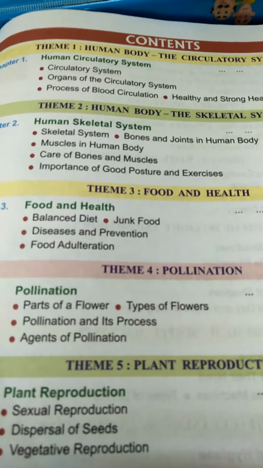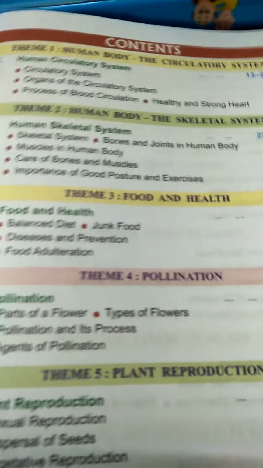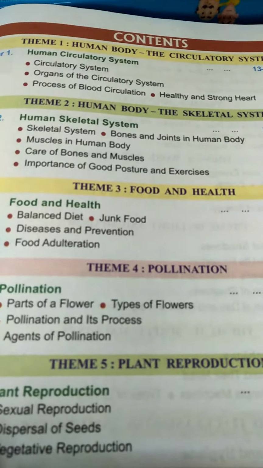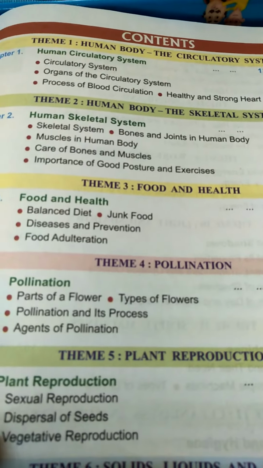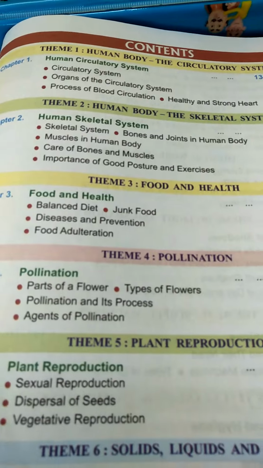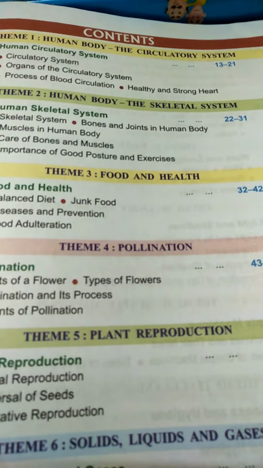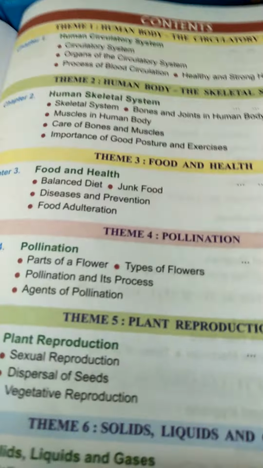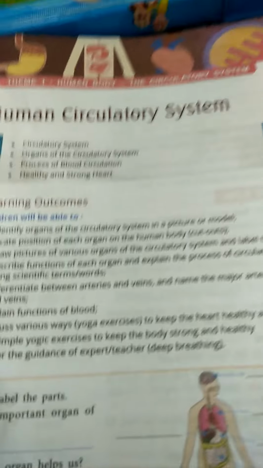Human circulatory system. In this chapter 1, we will study the circulatory system, organs of the circulatory system, process of blood circulation, and a healthy and strong heart. So let's open it.